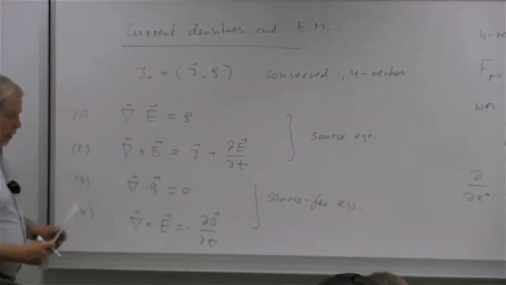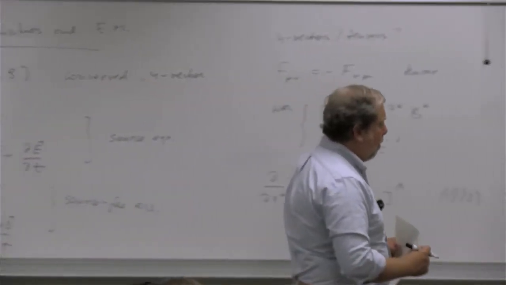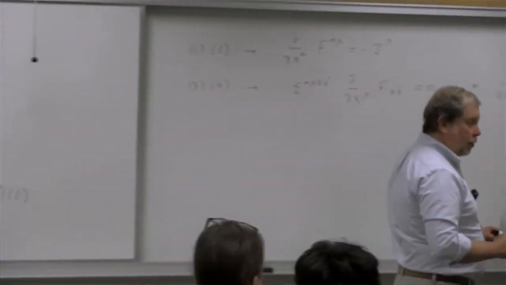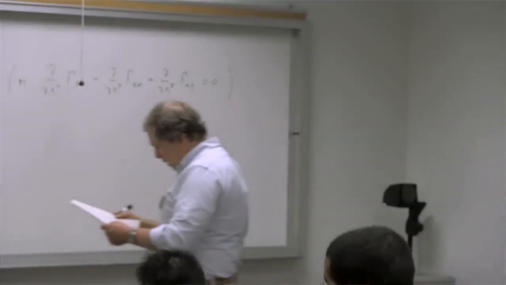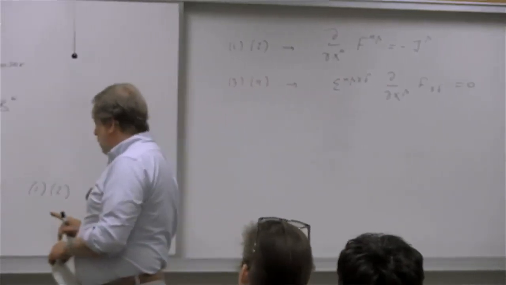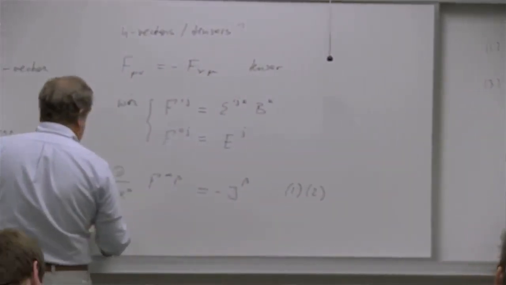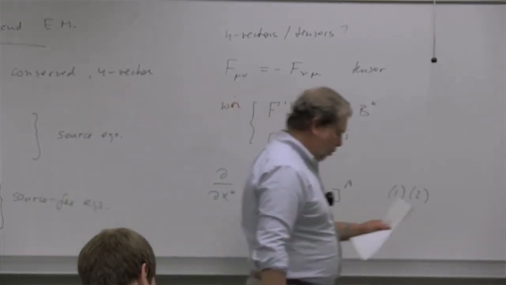Source-free equations. So that's kind of neat that you can rewrite Maxwell's equations in a form that involves these 4 vectors. And this J is a 4-vector. This is a 4-vector. And so we expect this object to be a 4-vector too.